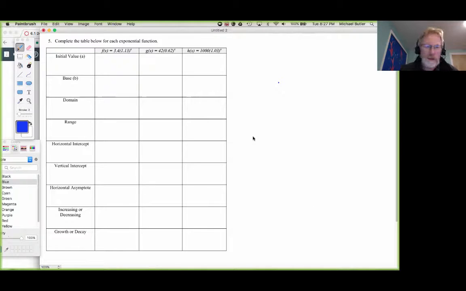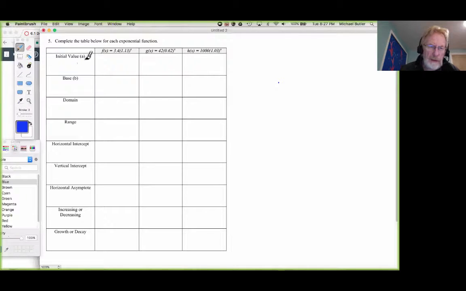Okay, so if we take a look at this, we've got all these three different functions, right? And then they ask us all the information about each of these three functions. Okay, so the initial value, let's talk about that one first. The initial value of the function, they give you a hint that it's the value a. So you've got f of x is equal to a times b to the x, right? But to make sure you really understand what's going on there, initial value means x is equal to 0.